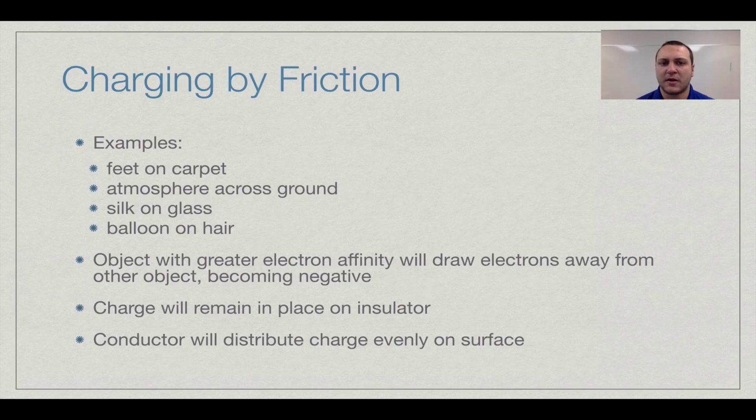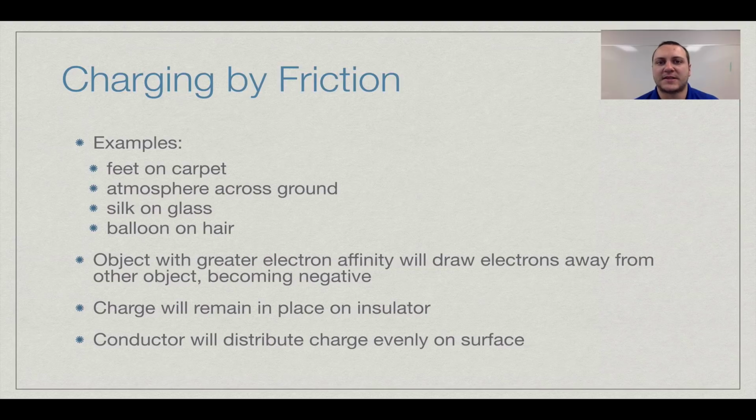The atmosphere dragging across the ground is the next one on there. What's going to happen there is the atmosphere sits directly on the ground. We're breathing in air all the time. That air is coming from the atmosphere. And the earth rotates and the atmosphere moves, so we get this constant dragging of the atmosphere along the earth's surface. And that's going to draw in some charges as well.